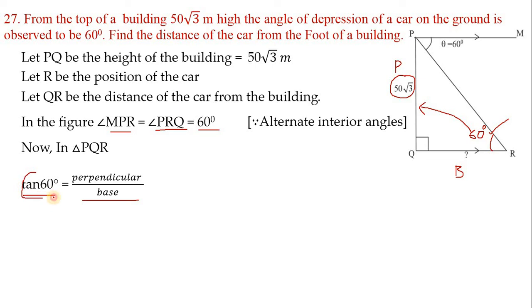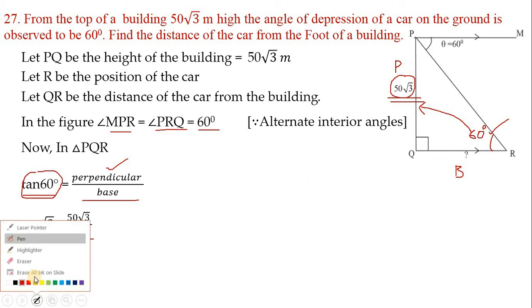So tan 60 degree value is root 3. So perpendicular is how much? Perpendicular is 50 root 3. And base is how much? Base we wanted to find, right? QR as it is. That's all.